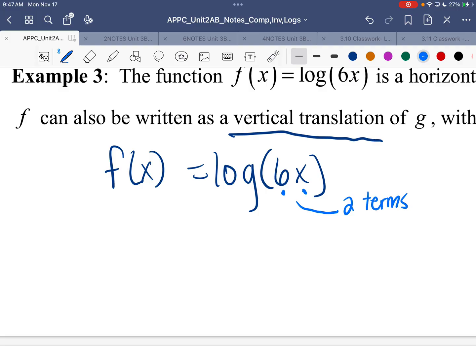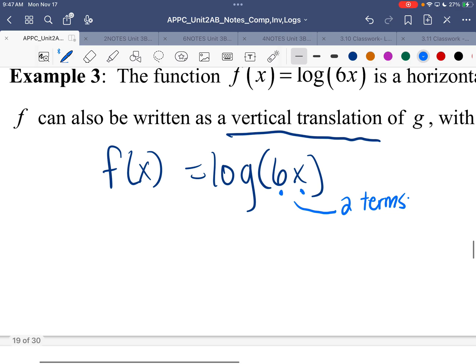And that's usually what people mess up with properties of logs when you go to expand. If there's a coefficient of a variable, you think that that's like married to the variable for some reason, and it's not. There's multiplication happening between the 6 and the x. So there's two terms. That means we can have two logs.